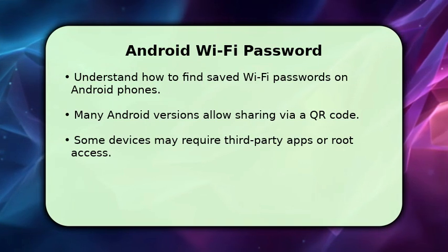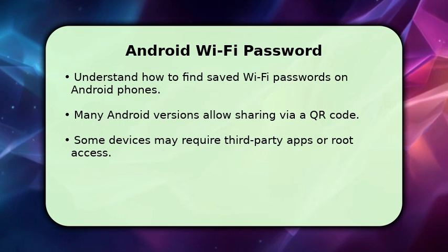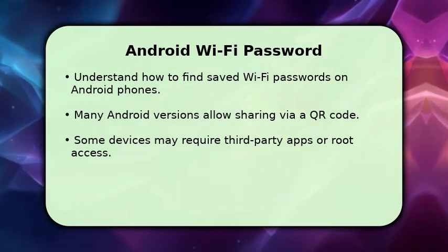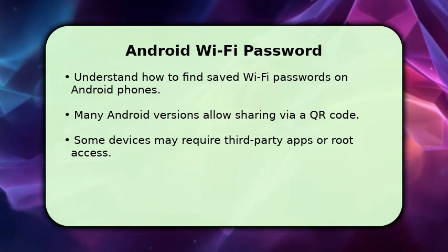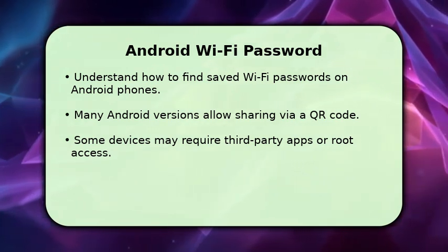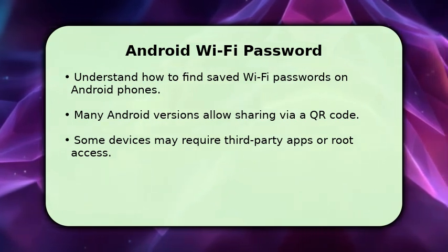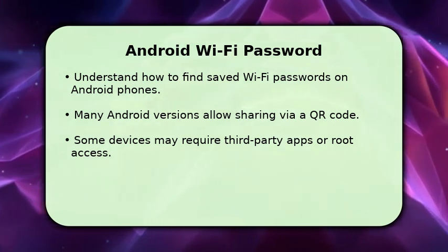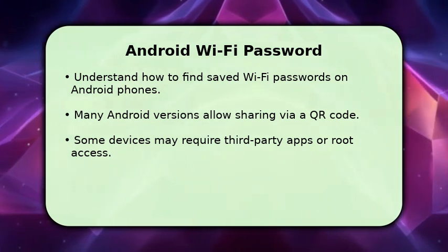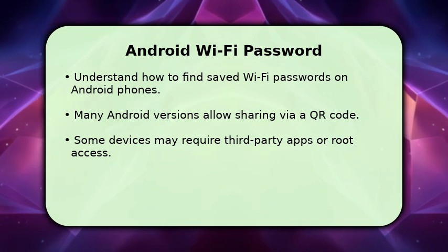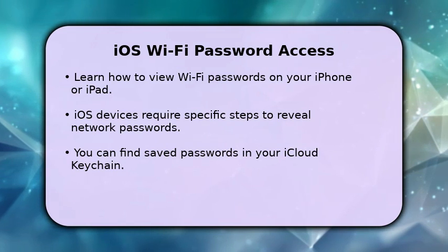For Android devices, the method can vary slightly depending on your phone's version. Generally, go to Settings, then Network and Internet, and select Wi-Fi. Tap on the network you are currently connected to. Many modern Android phones will display a QR code that, when scanned by another device, shares the password. For older versions, or to see the actual text, you might need a File Explorer or root access, which is a more advanced step.